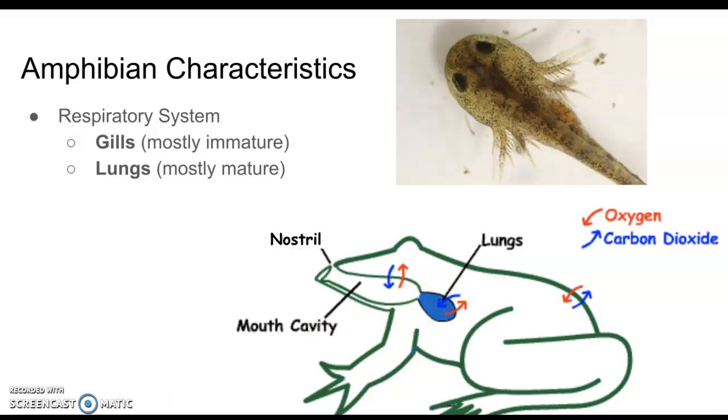Basically, these gills become lungs in the metamorphosis transformation. They also have very thin skin, and this very thin skin allows them to have gas exchange through their skin as well as their lungs. So their lungs are not the only way that they can get gas exchange.